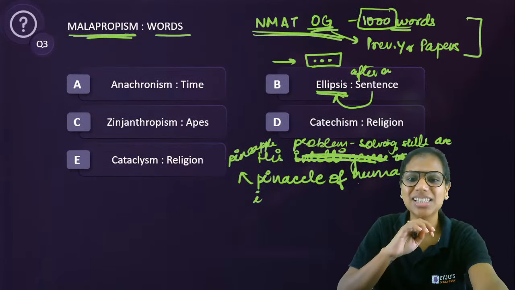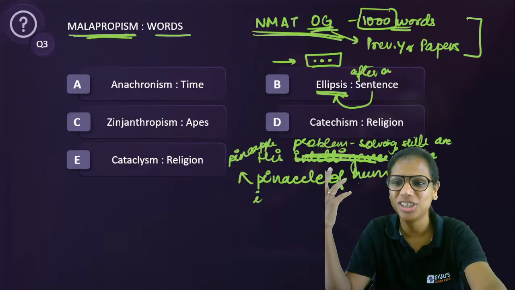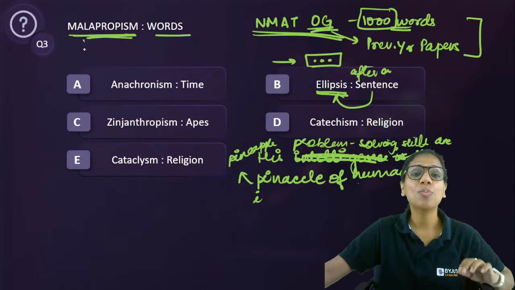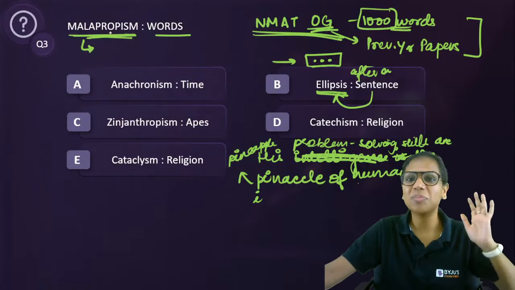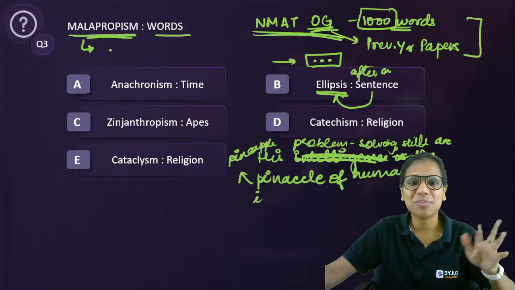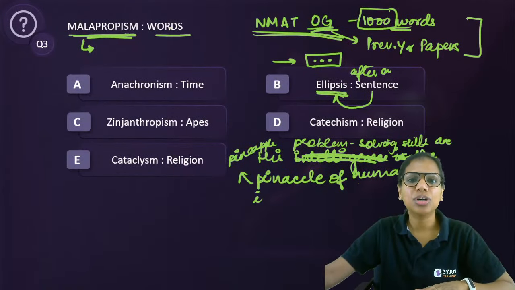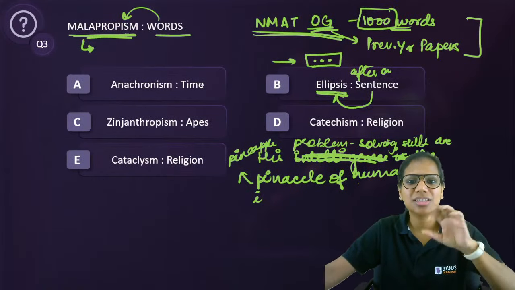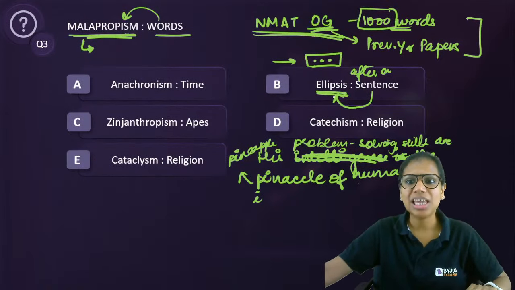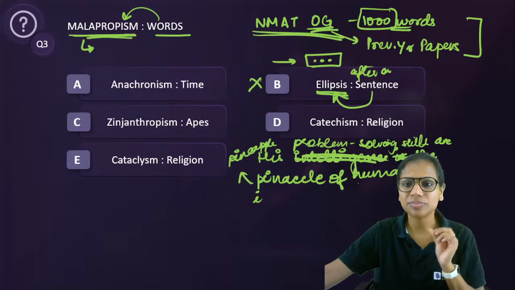His problem solving skills are the pinnacle of human intelligence. Instead of that, let's say I say his problem solving skills are the pineapple of human intelligence. So that is malapropism. Politicians are famous for uttering malapropisms in their speeches, right? So politicians are famous for that, saying pineapple instead of pinnacle, saying subscription instead of prescription. Now, we have to look for a similar relationship, something that represents a goof up related to, let's say, time, religion, etc. Ellipsis is not a goof up, not a mistake after a sentence, so eliminated.